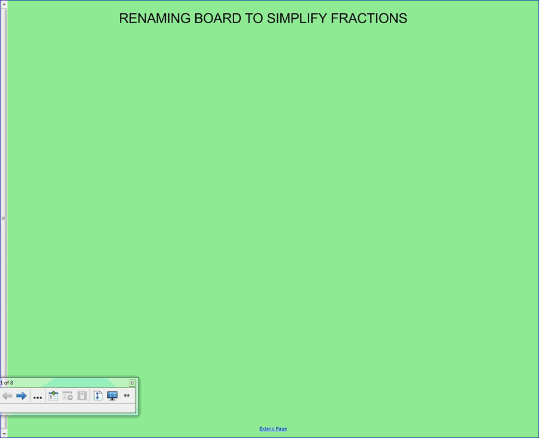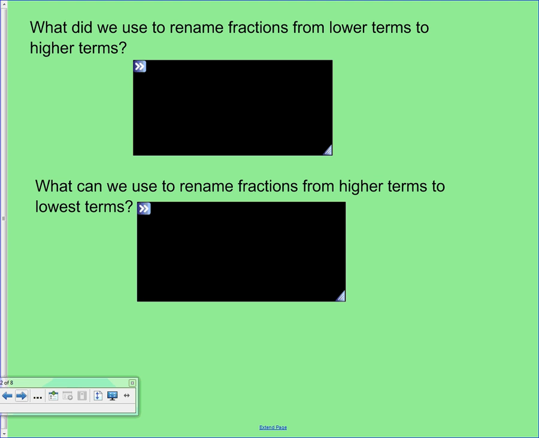This video is going to be talking about using a renaming board to simplify fractions. So now we're going to start simplifying them. It means we're going to have a bigger fraction and we're going to reduce it down to its most simplest form. So a little review.